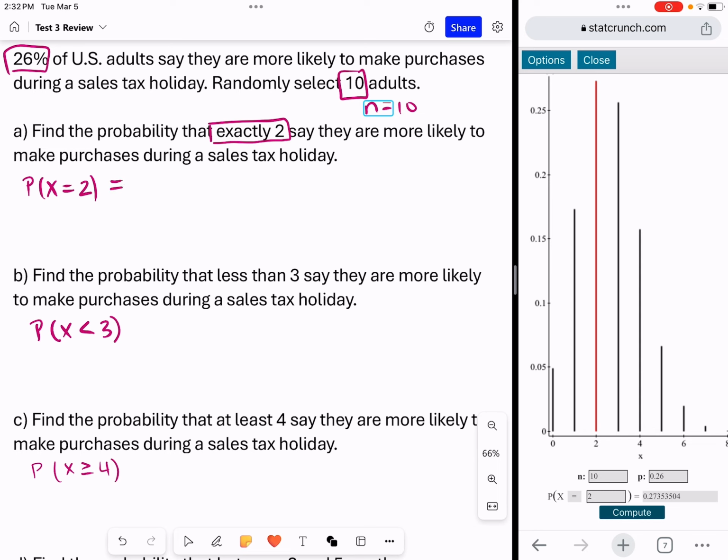And that's going to get me 0.274. And notice that my graph here, this is what my discrete random variable graph should look like on the paper. It should be these vertical lines, just like this is.